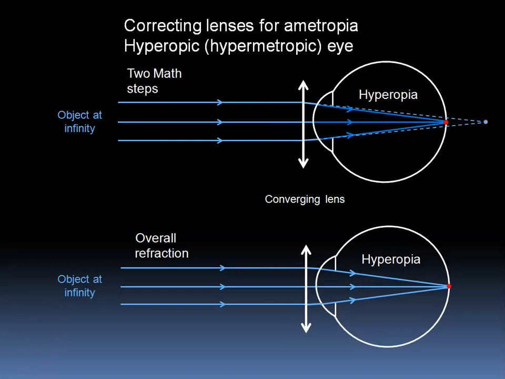Here we see the situation for correcting lenses of the hyperopic eye, also sometimes called hypermetropic eye. We have an object at infinity, and we have a converging lens that adds convergence so that the image that would otherwise be behind the retina is focused on the retina.